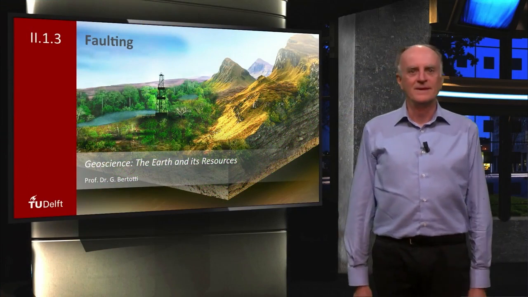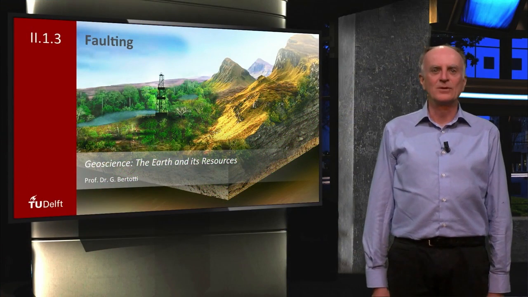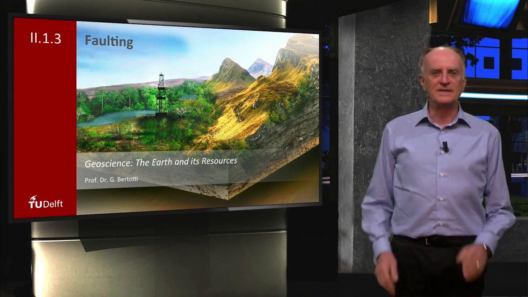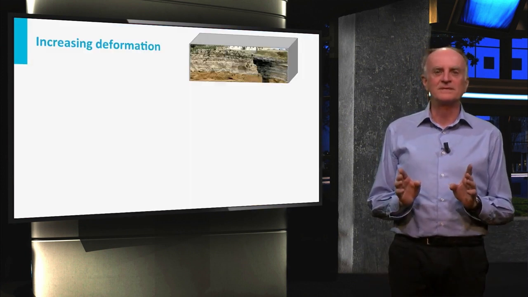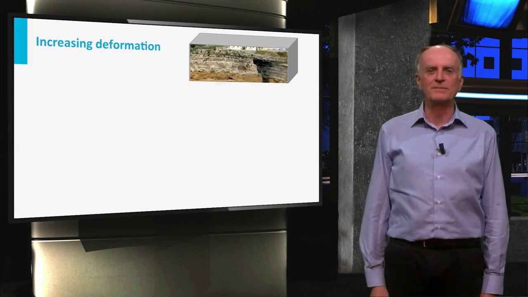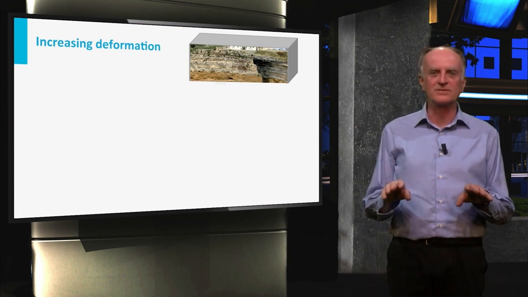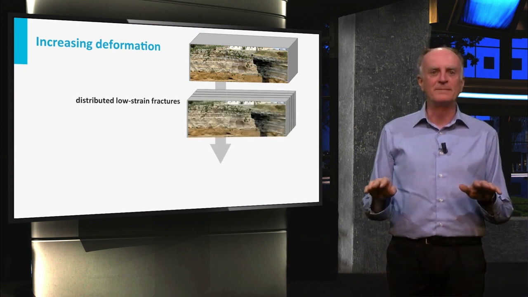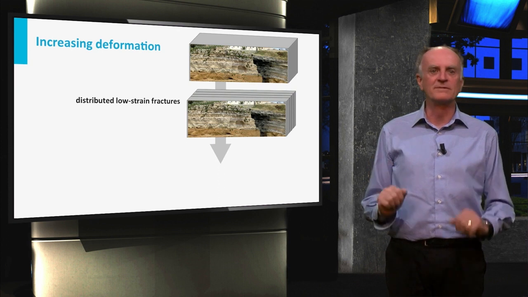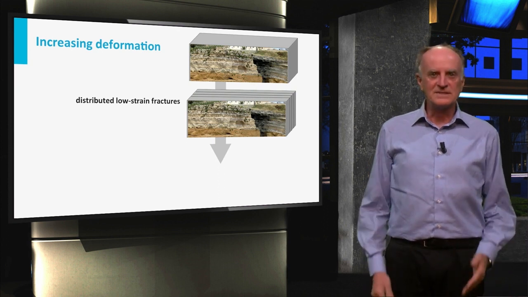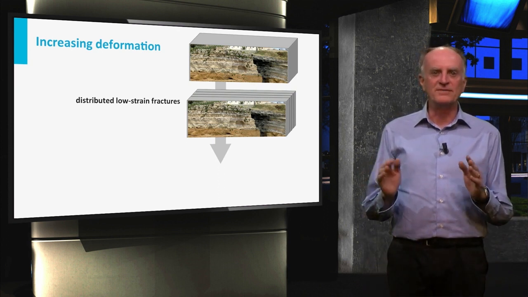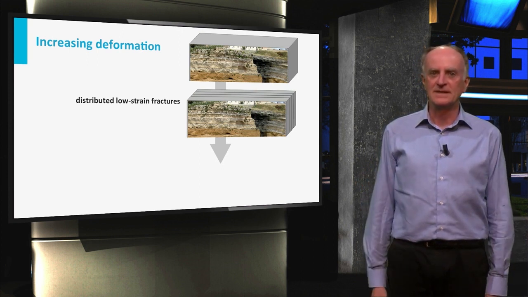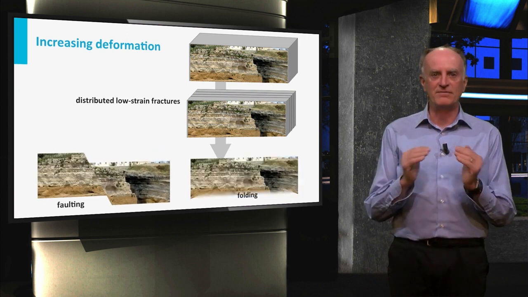Welcome. In the previous clip, we started looking at how rocks deform in the low temperature regime. We've seen that the first 5 to 10% of length changes are generally accommodated by a large number of structures, joints and/or stylolites distributed over the entire body, absorbing little overall strain. With increasing strain, the rock must adopt different ways to accommodate deformation and will develop mechanical instabilities. These are faults and folds.